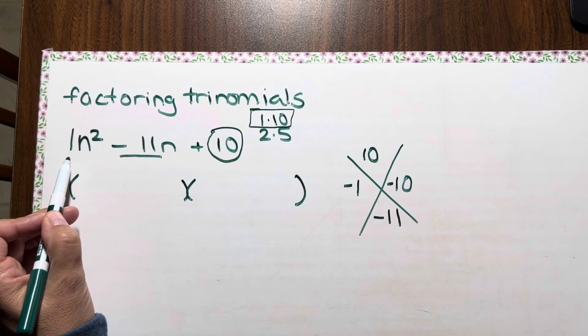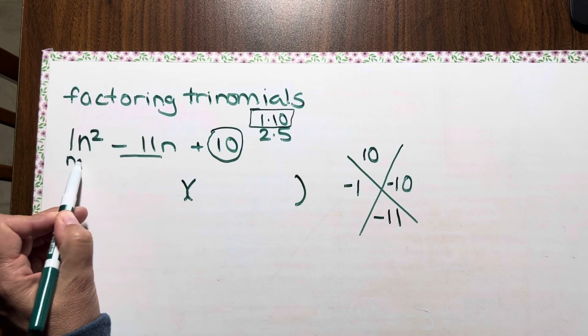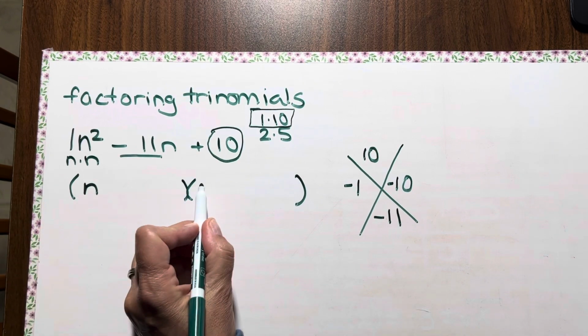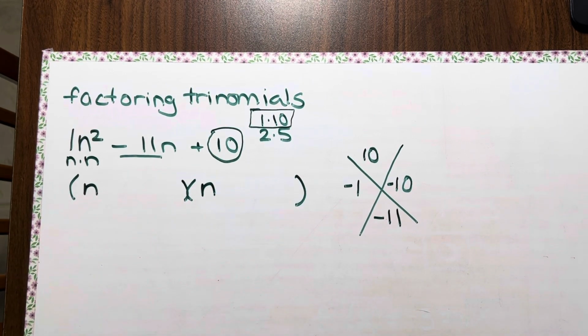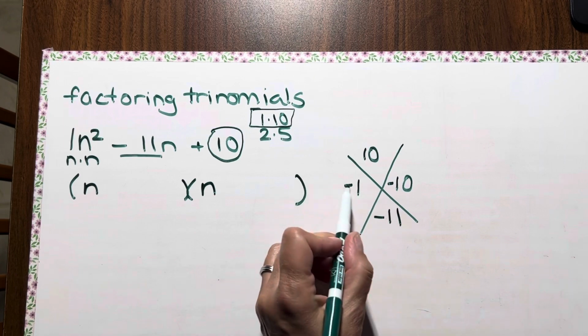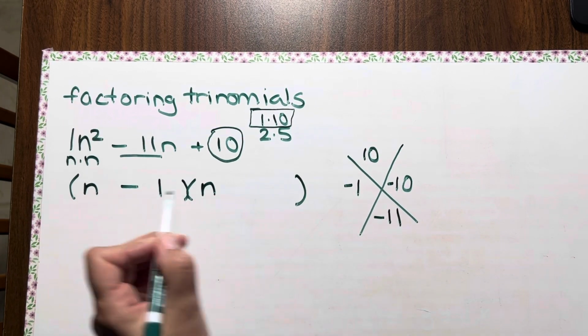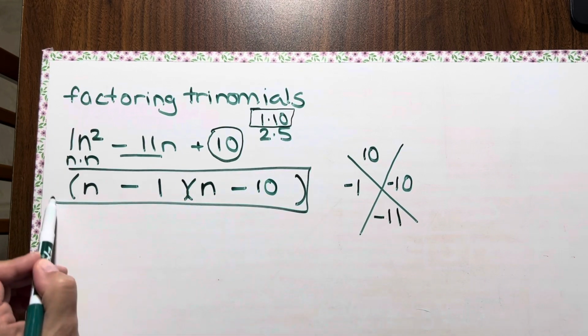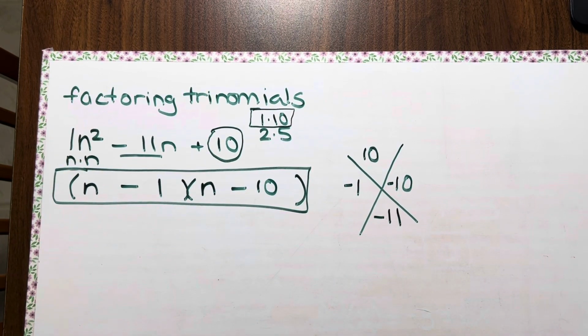What I'm going to do next is remember that when I factor my n squared, it's n times n. So I put an n here and an n here. And then I take my two factors, my minus 1 and my minus 10. And here is my factored trinomial.